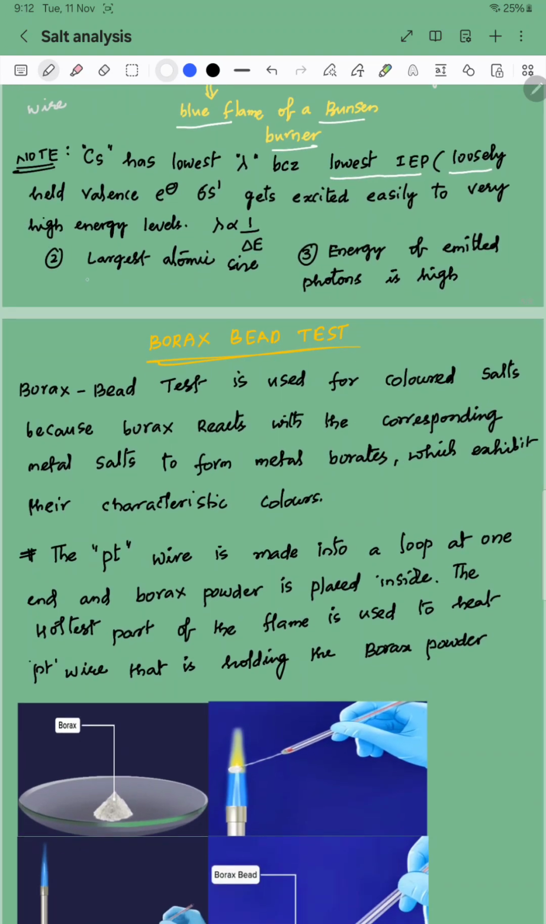Next, one more point we can write, student. Largest atomic size is the next point, and energy of emitted photons is high. So based on these parameters, student, the wavelength of cesium will be less, right?